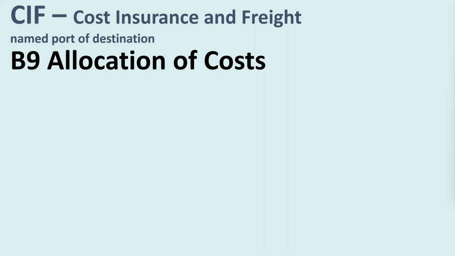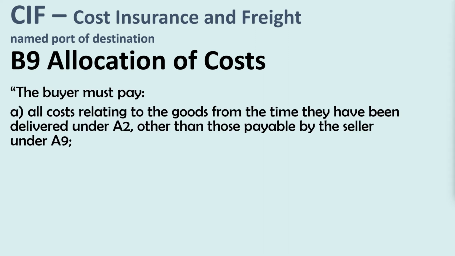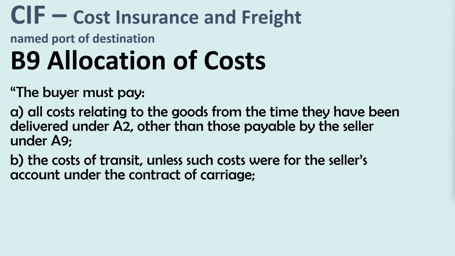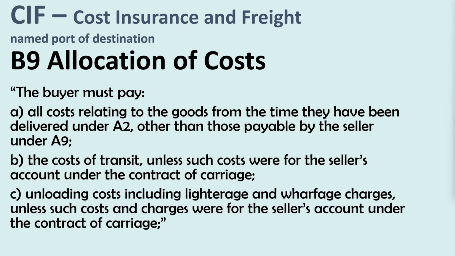B9. Allocation of costs. The buyer must pay all costs relating to the goods from the time they have been delivered under A2, other than those payable by the seller under A9. The buyer must pay B. The costs of transit, unless such costs were for the seller's account under the contract of carriage. The buyer must pay C. Unloading costs, including lighterage and wharfage charges, unless such costs and charges were for the seller's account under the contract of carriage.